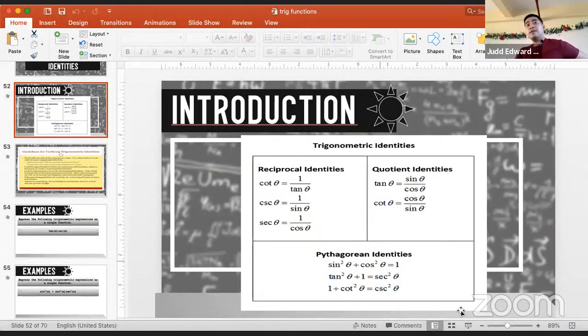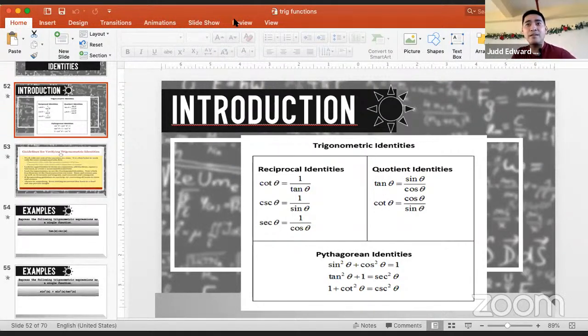Okay. So our topic for today is about proving trigonometric identities. So let us go back to what we have discussed last time. These are the trigonometric identities that we have. Hindi na nakasama dito yung 6 basic or yung 6 fundamental identities, which are the sine, cosine, tangent, cosecant, secant, and cotangent. So we have reciprocal, quotient, and Pythagorean.